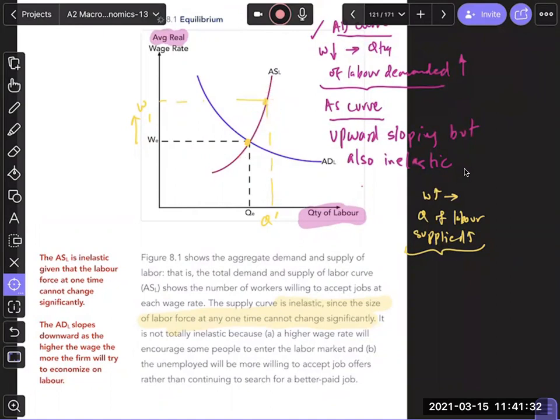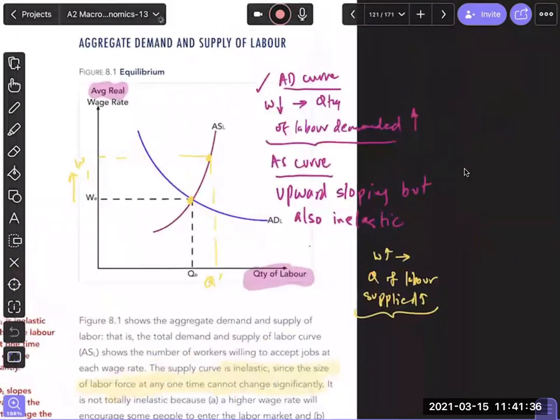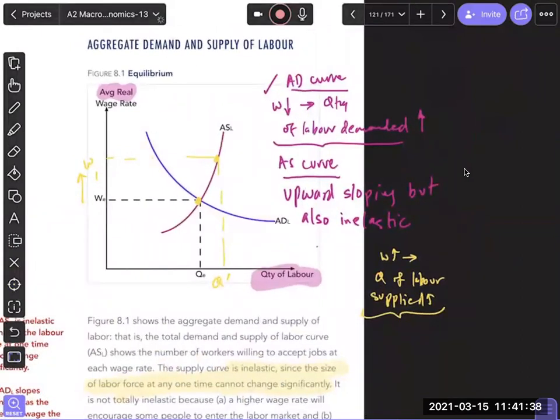Got it, guys? Any questions about the aggregate demand and aggregate supply curve? Are we good to move on?